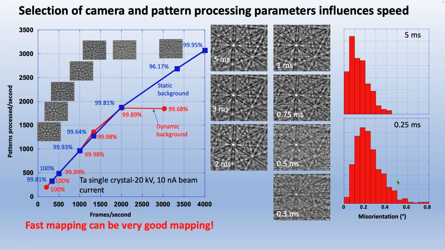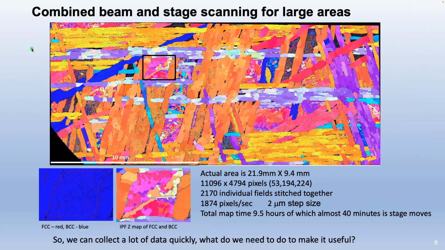So the question is, now that we can do that, what do we begin to see in our data? This is an example from a meteorite. This is an area that's 21.9 millimeters by 9.4 millimeters, so a really nice, large, statistically significant area of the sample. It took about 9.5 hours to collect this, something you can do overnight. And that includes almost 40 minutes of stage moves. So we get very nice data over large areas.